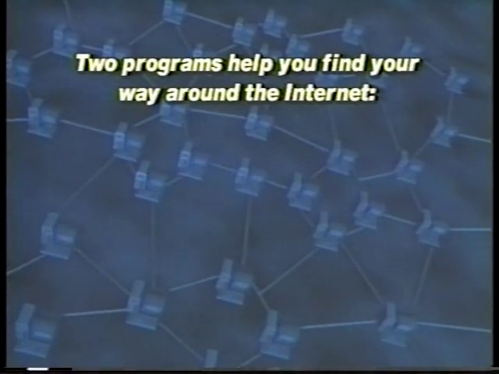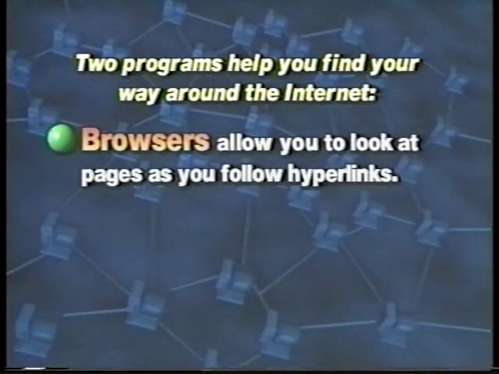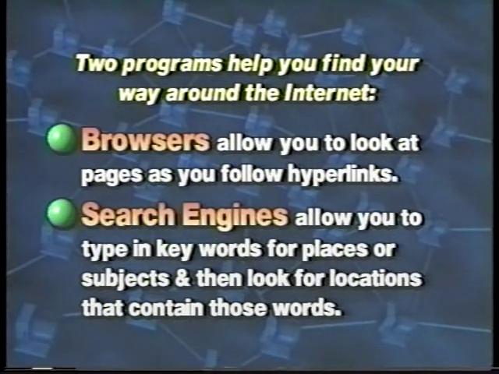There are two basic programs that help with this task. They are browsers and search tools. Browsers are programs that allow you to look at pages as you follow your hyperlinks through the web, choosing different subjects. Search engines allow you to type in keywords for places or subjects that interest you, and they will scour the web looking for locations that contain the words you've typed.